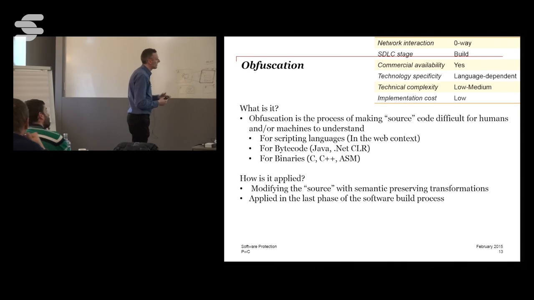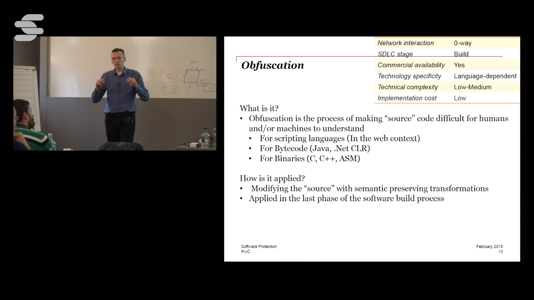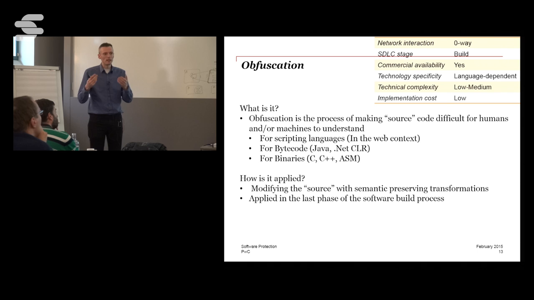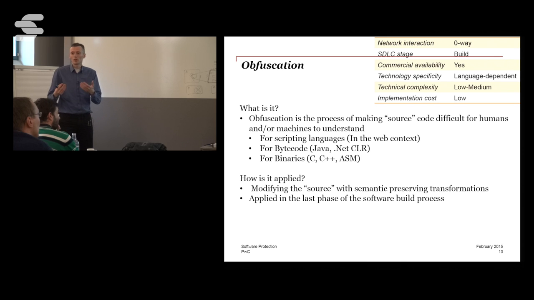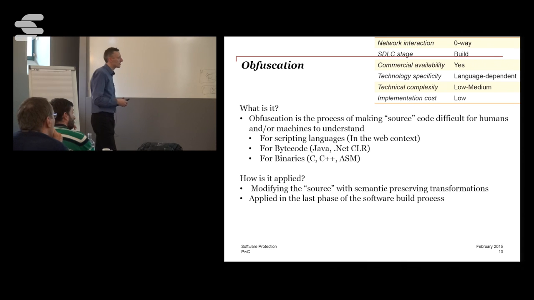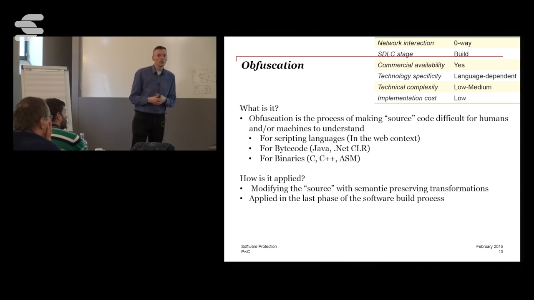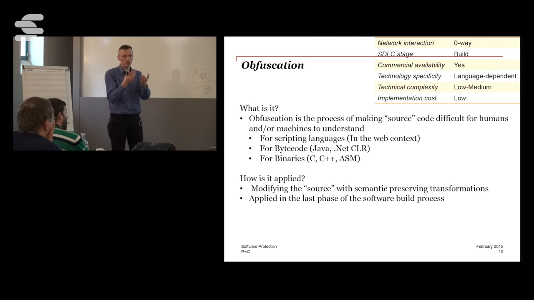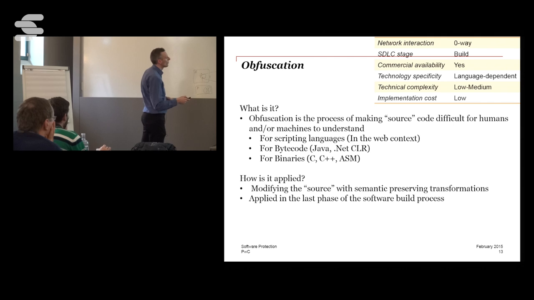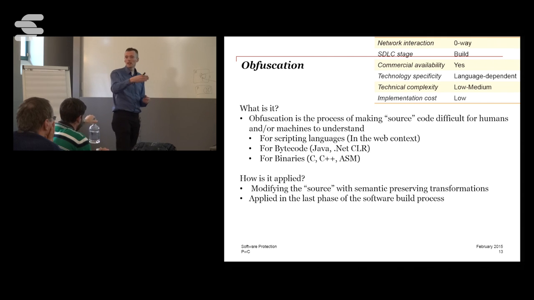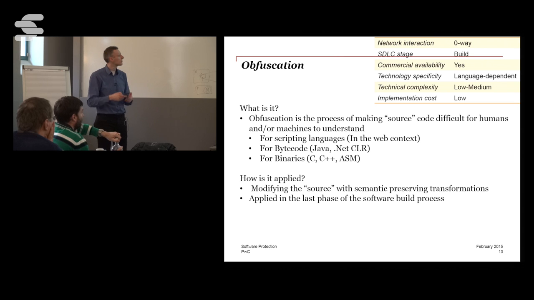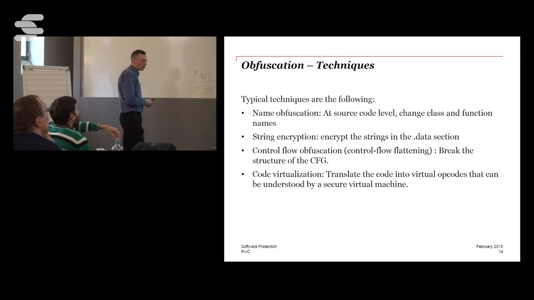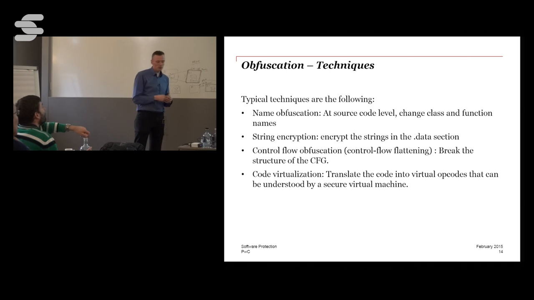So what do they do? They take as input the source that you provide them, and source between quotes because it can be binary, and they just apply transformations on that source to make sure that it becomes more hard to analyze the software. And of course, these transformations have to be semantic preserving, so when you execute a piece of software, it has to do the exact same thing as before. But the structure and how it looks can totally change. So, as I said before, it's typically applied in the build phase, so in the latest stages of the software development lifecycle.